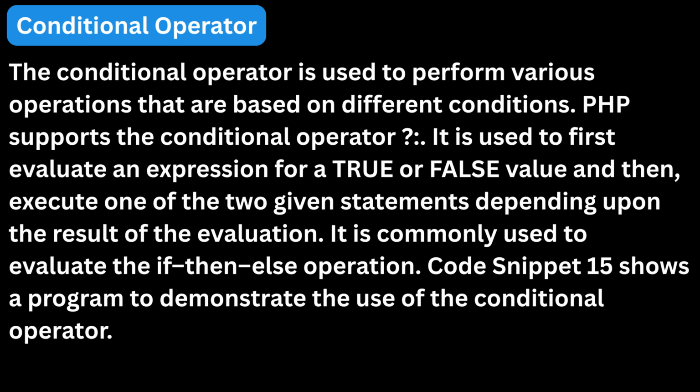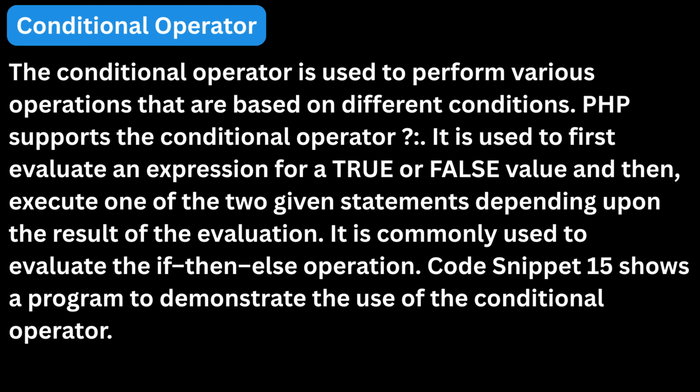and easier to read. When PHP encounters the conditional operator, it starts by evaluating the expression or condition placed before the question mark. If that expression is true, PHP executes the statement immediately after the question mark. If the expression turns out to be false, PHP skips the first action and instead executes the statement located after the colon. In simple terms, the conditional operator acts like a compact version of "if this is true, do this.